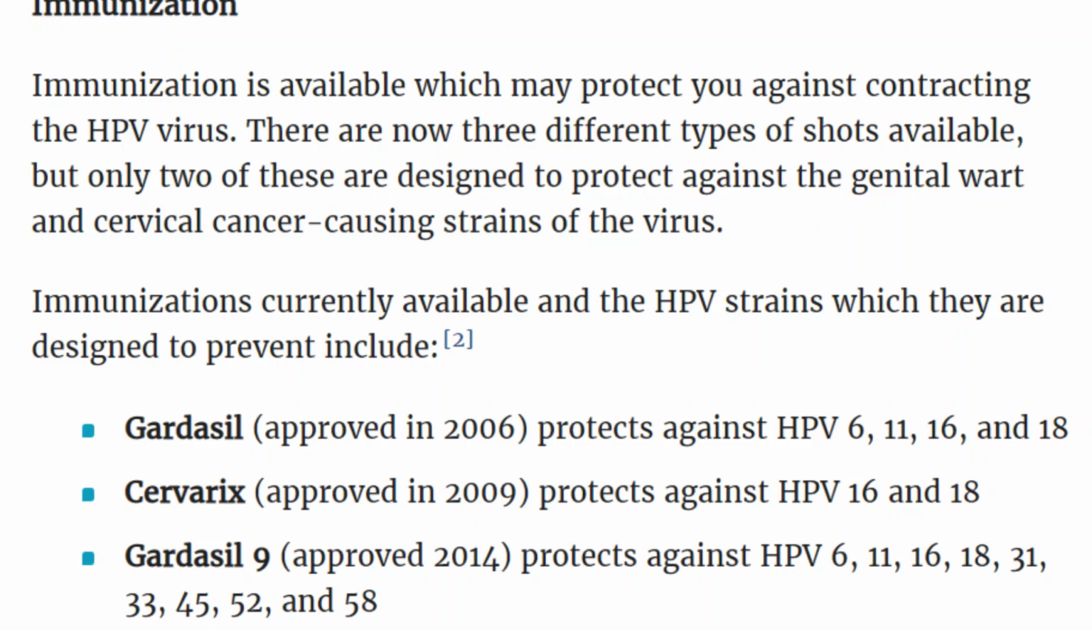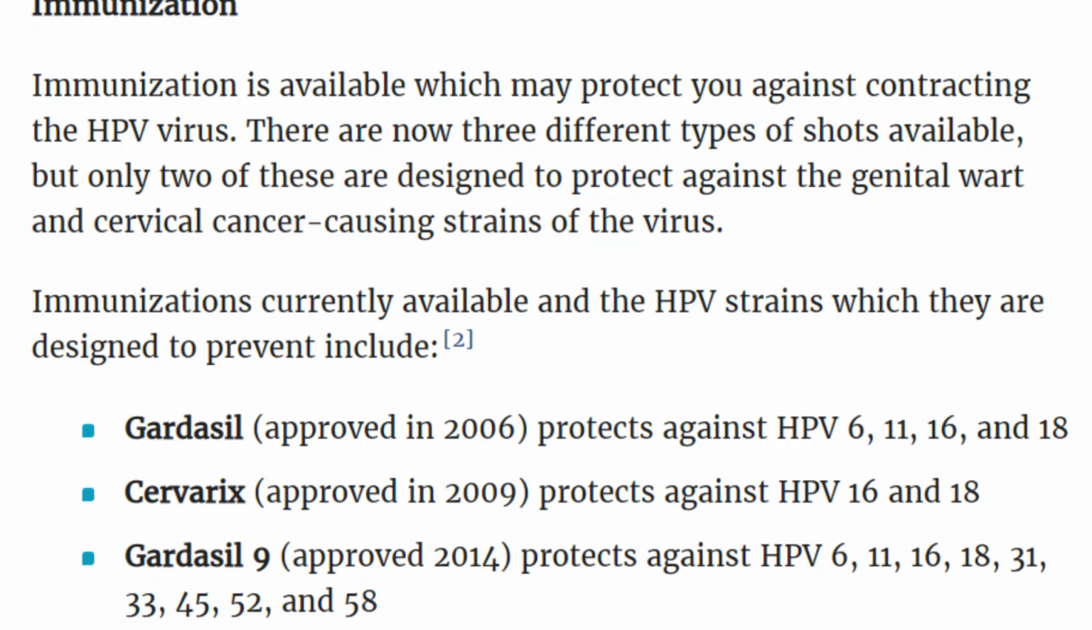The Centers for Disease Control and Prevention (CDC) recommends routine HPV vaccination for girls and boys ages 11 and 12, although it can be given as early as age 9. It is ideal for girls and boys to receive the vaccine before they have sexual contact and are exposed to HPV.